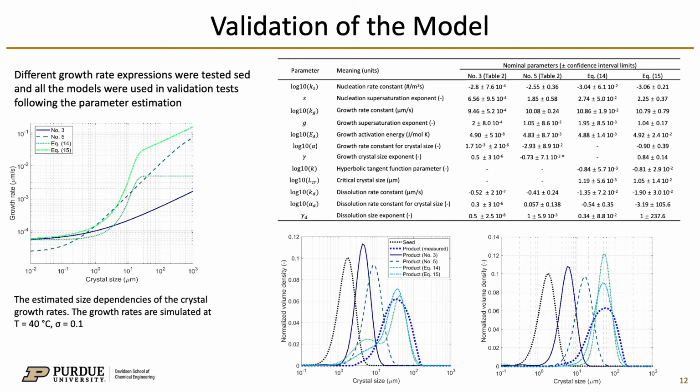Also, an additional decrease in the objective function value was achieved by extending equation 14 to 15 during parameter estimation, and the same trends exist in the case of validation experiments, which is a good indication that there is no overfitting.